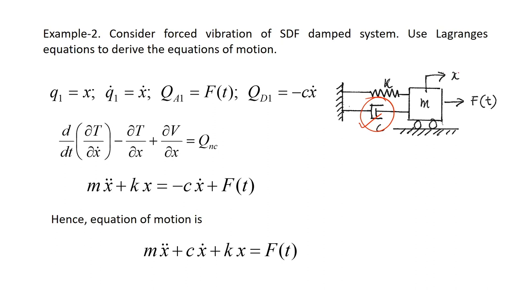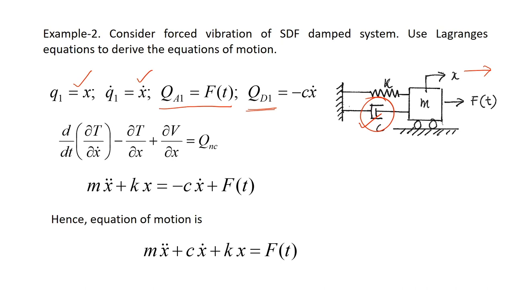And the generalized coordinate is again defined as the coordinate x. So, q 1 is x, q 1 dot is x dot. But in earlier cases capital Q 1, that is the generalized force, was treated as 0, but here it is the applied force Q A 1, it is nothing but F t. So, it is in the direction of the generalized coordinate. So, therefore, we have taken this as a positive sign. Now, you can see the damping force here, it is also a non-conservative force.